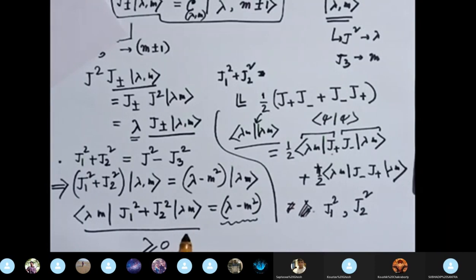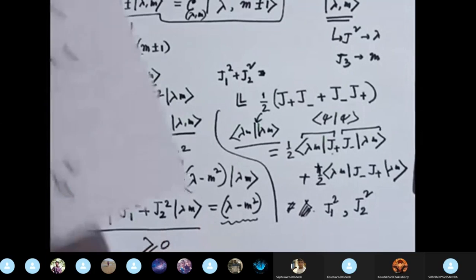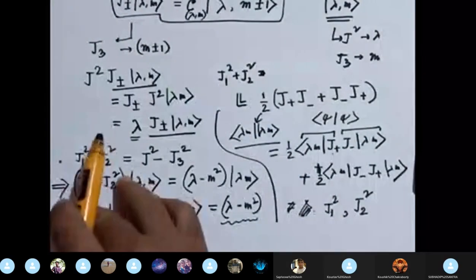Your logic is true, but I want to say that if we think of J1 square plus J2 square as a whole operator, can we say that this full operator is a positive definite operator? So its expectation value between two basis states is always positive? A positive definite operator has eigenvalues that are always positive. J1 square eigenvalues are always positive, J2 square eigenvalues are always positive. So try to prove this.